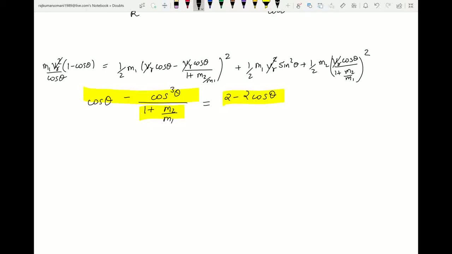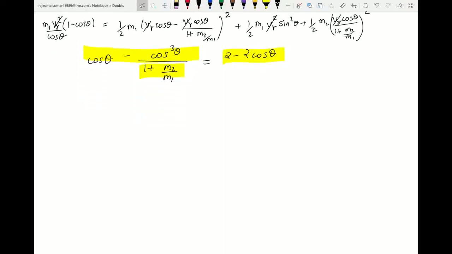The second part of the question asks, what if both the masses are equal? What if m1 is equal to m2? Can we find the angle theta? Well, let us solve that. When m1 is equal to m2, the equation reduces to cos theta minus cos cube theta upon 1 plus 1, that is 2, equals 2 minus 2 cos theta.